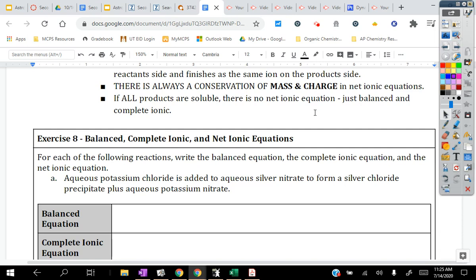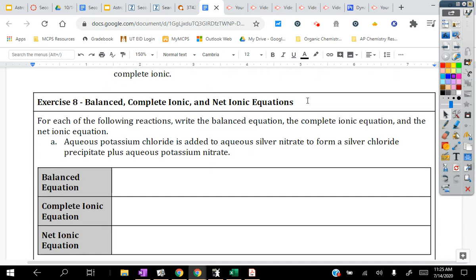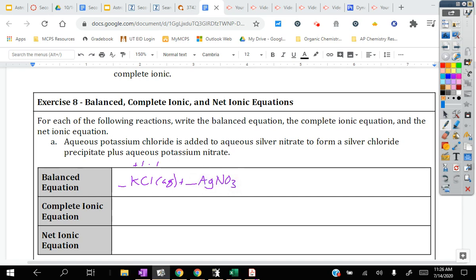So we're going to work through all three: balanced equation, complete ionic equation, and net ionic equation for this problem set. So with this first one, we have aqueous potassium chloride added to aqueous silver nitrate. Same deal, we have to check our charges, +1, -1. They tell us it is aqueous. AgNO3, +1, -1, so that's balanced, and that's also aqueous.